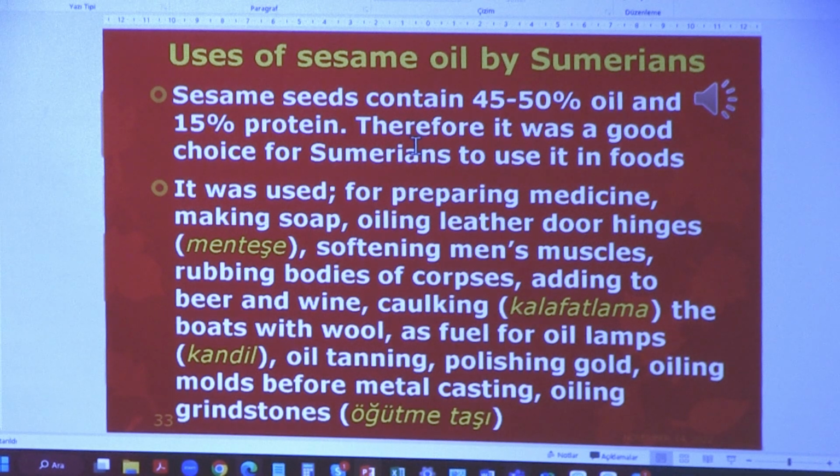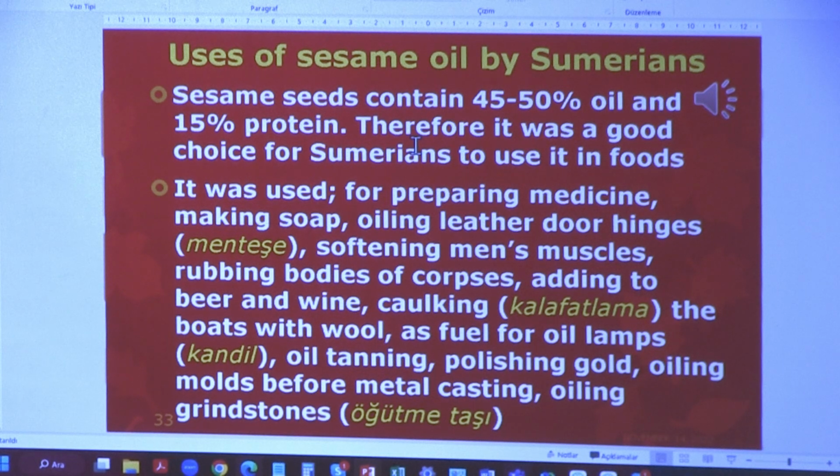Sesame seeds contain about 45 up to 50% oil, and they also contain 15% protein. So that's why it was a very good food for Sumerians and people in Mesopotamia, because you get your need of oil as well as protein. So it was used, as I mentioned, for medicine, making soap, oiling the leather of door hinges.